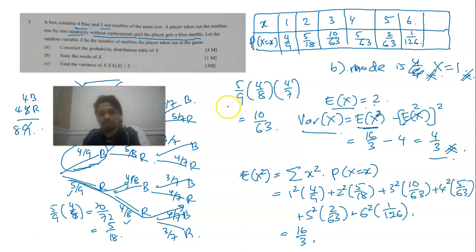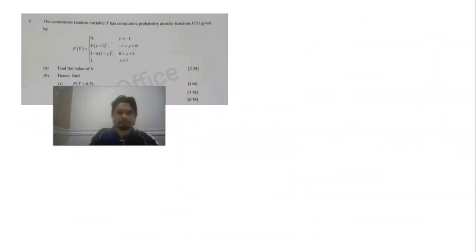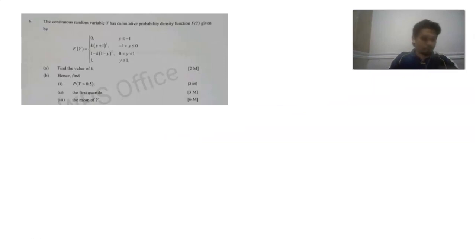Okay, question 6. The continuous random variable y has a cumulative distribution function F(y) given by this one here. Find the value of k.